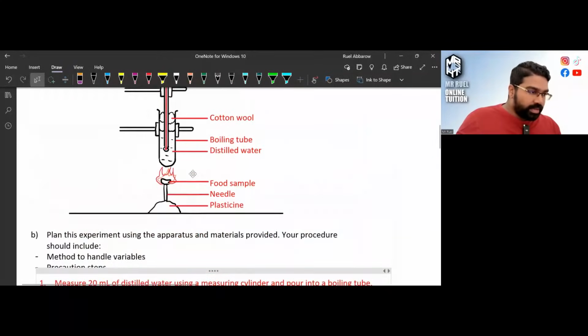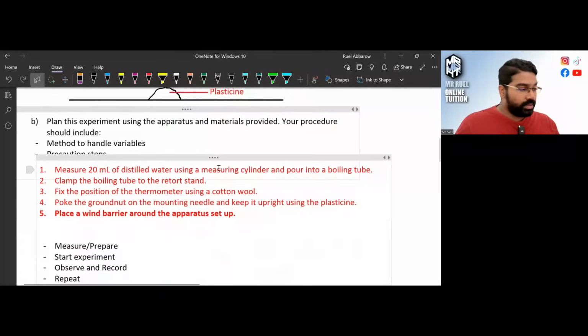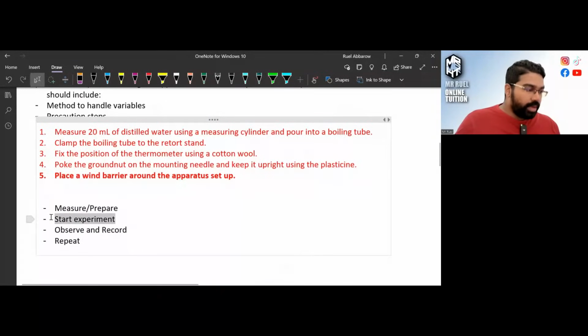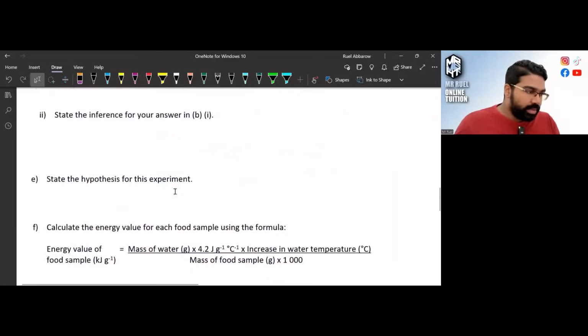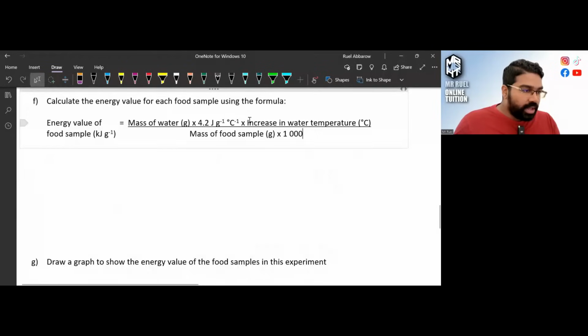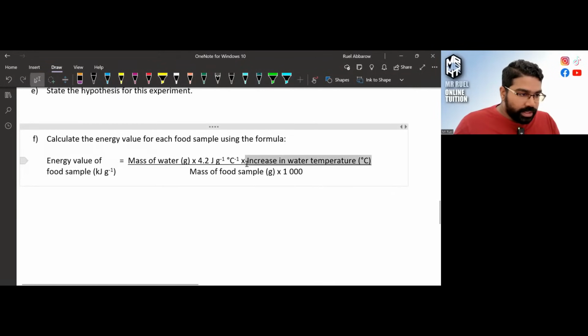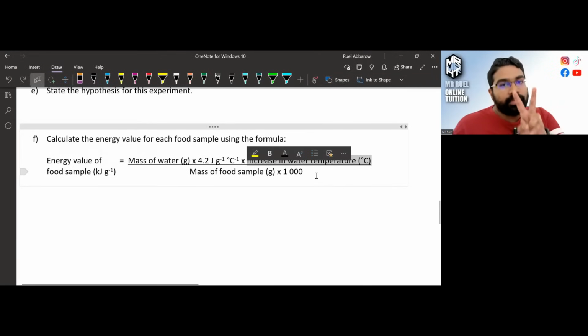After you set up everything, all done, now we can start the experiment. However, before you start the experiment, there's one thing that we need to do here. I hope you have studied your theory. I will talk more about this formula later. However, I just want to point out you need the increase in water temperature. If you need the increase in water temperature, you need two temperatures: the initial temperature and the highest temperature. This is another thing I'll explain later. Anyway, the initial temperature is required.